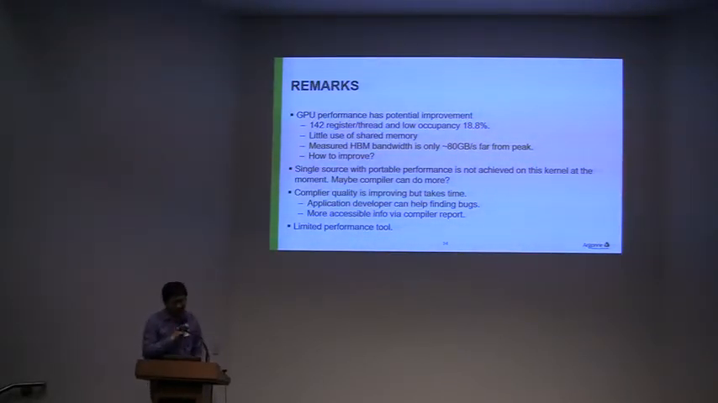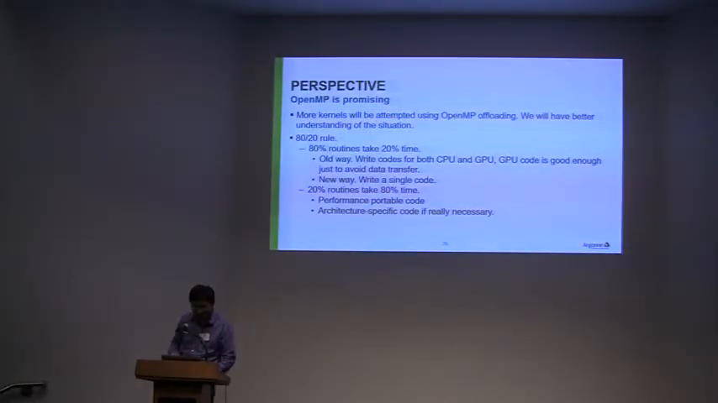And I would like to have more accessible information via compiler optimization reports, so I don't need to deal with a black box. For the moment, the performance tool, I think, is only NVPro, so I don't know if there are others. Yeah, this is near the last. Okay, perspective.